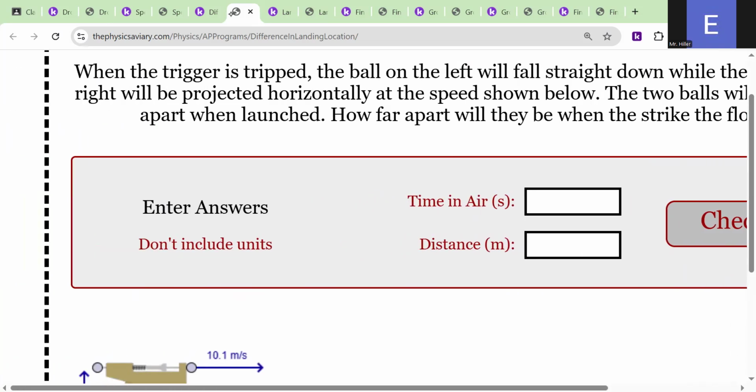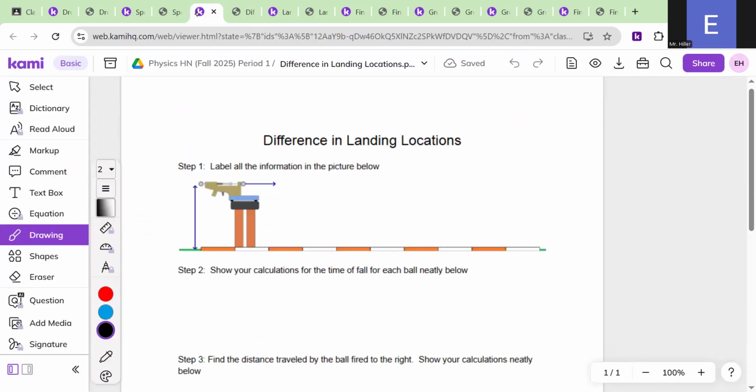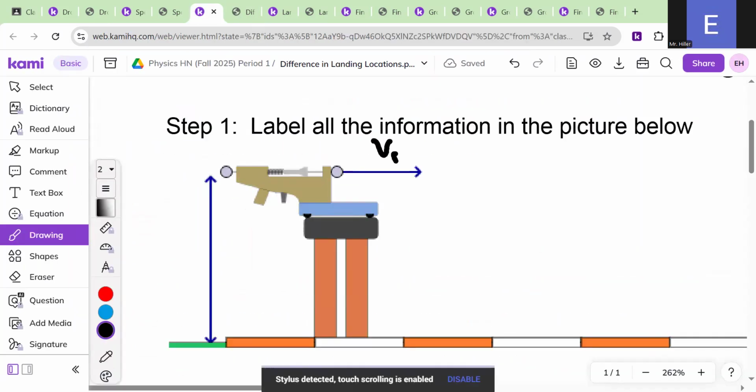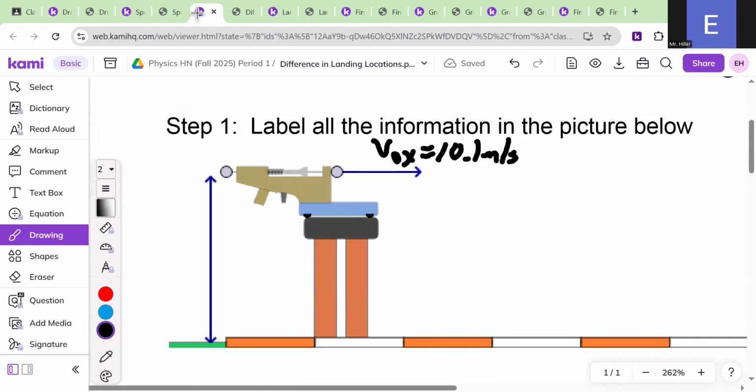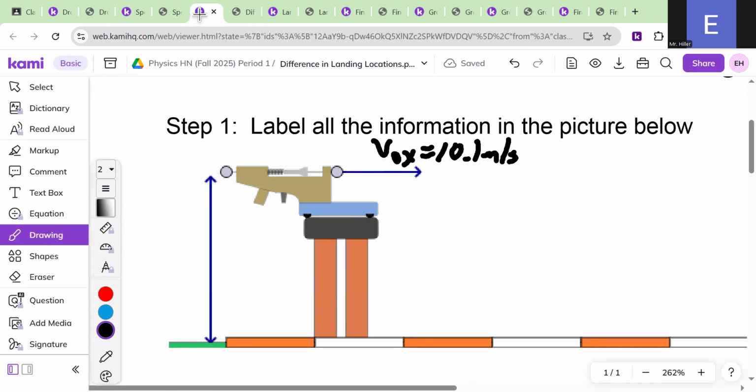All right. So what I'm going to do is list the information given in my problem. So 10.1 is my launch speed. That would be V naught x. So V naught x is 10.1. Okay. I also know that the height that it's going to fall from is 110 centimeters, which is, of course, 1.1 meters. That means the displacement is going to be negative 1.1 because both balls are going to fall 1.1 meters.